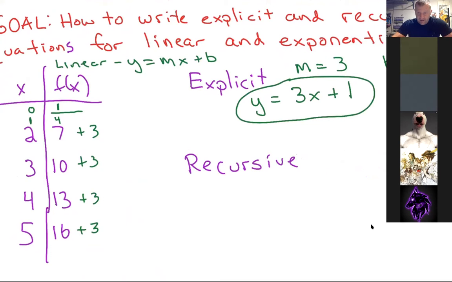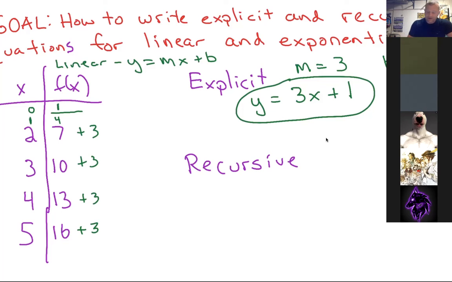Questions on that? Would you hit the green button if you understand that? How many people understand how it's 3x plus 1? Hit the green button. The more I see, the more I know I can be quiet. Okay, now it's time to do the recursive formula.